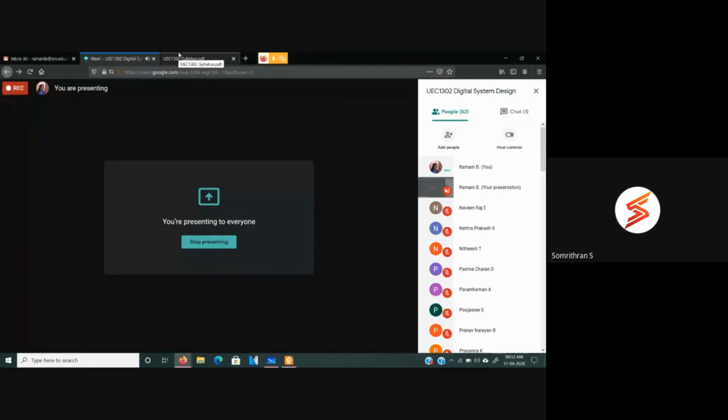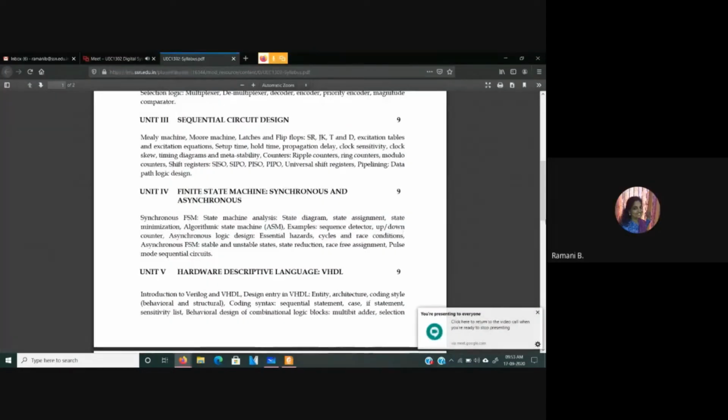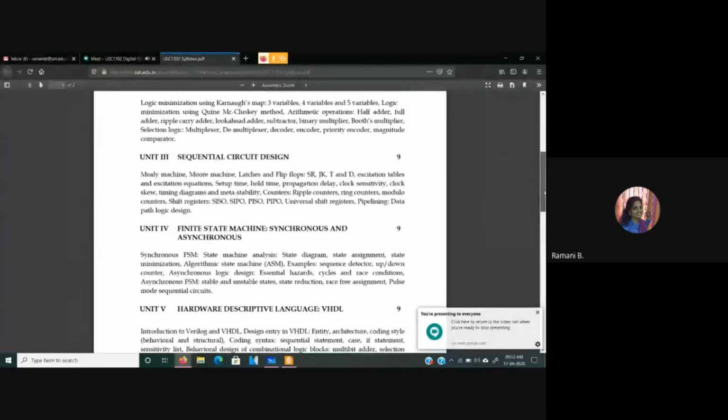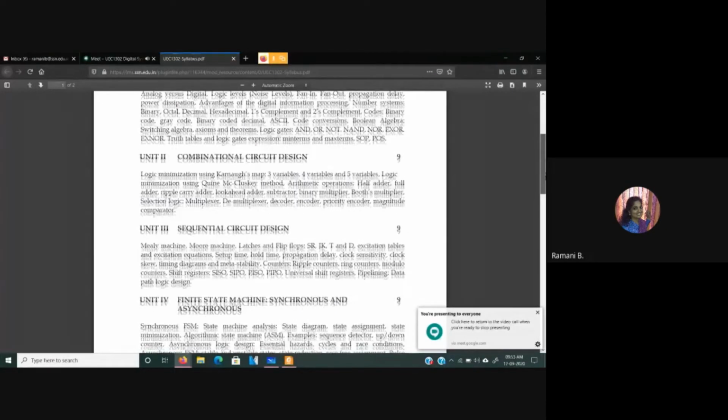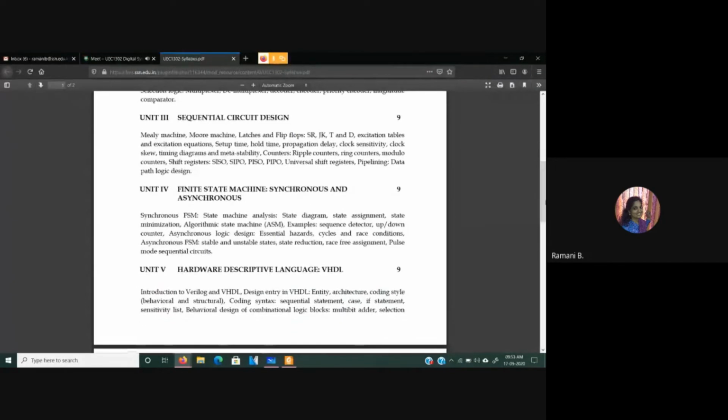Good morning, guys. So far we have seen the basics of digital system design, and we gradually moved on to the combinational circuit design. So today we shall start with the sequential circuit design. That is our third unit.